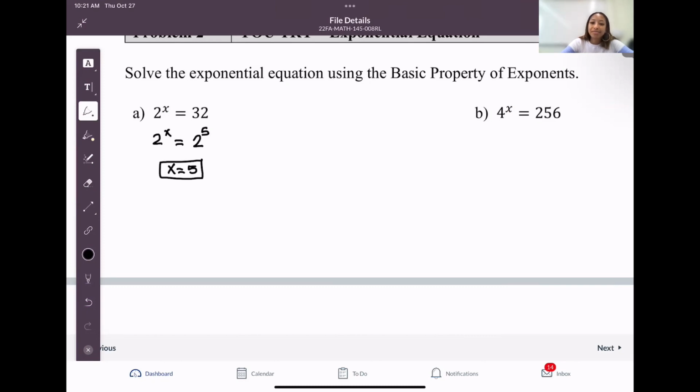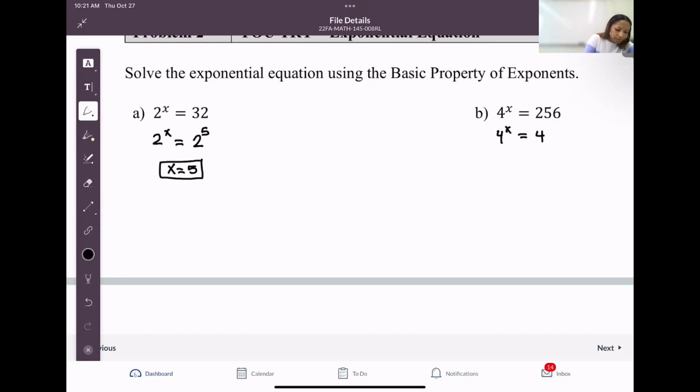And that's it. Notice for these problems, we're basically just asking, what power do I raise 2 to get 32? I raise 2 to the 5th power to get 32, so x is 5. For part B, 4 to the x equals 256. What power do I raise 4 to get 256? 256 is actually 4 to the 4th power.